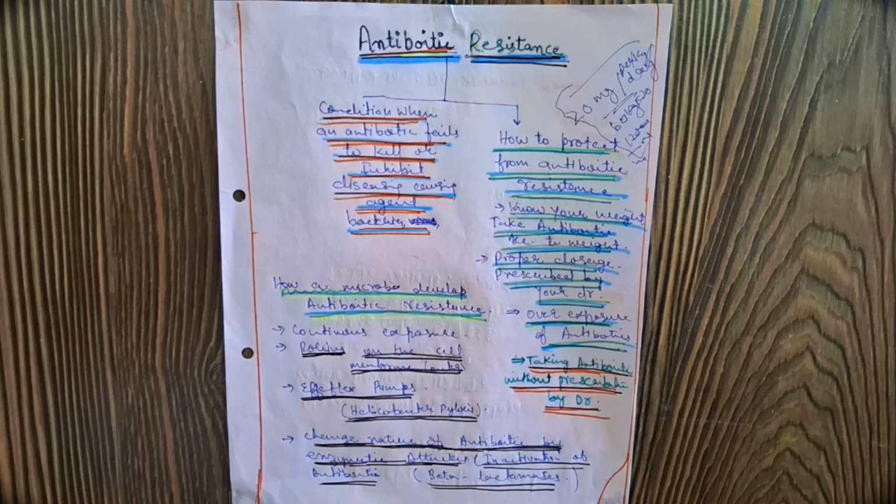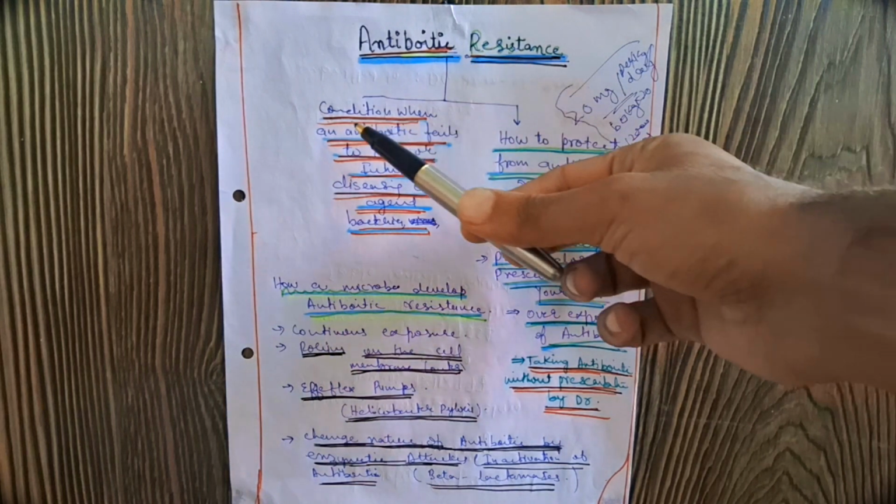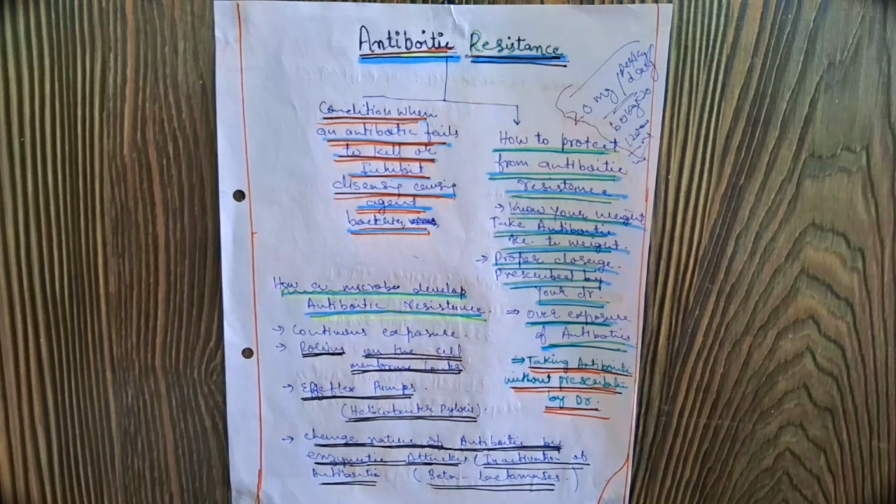In this video, I will be explaining antibiotic resistance: what is antibiotic resistance, how to protect from antibiotic resistance, and the mechanism of antibiotic resistance, how the bacteria inside our body develop this antibiotic resistance. Antibiotic resistance is a condition when an antibiotic fails to inhibit or kill a disease-causing agent, for example bacteria.